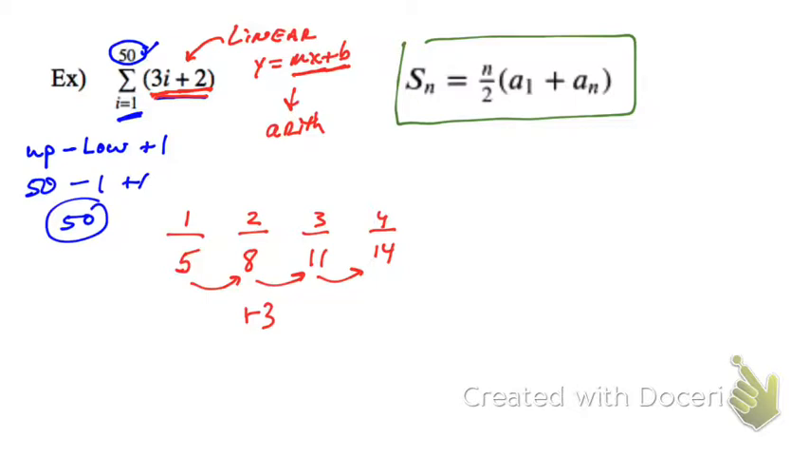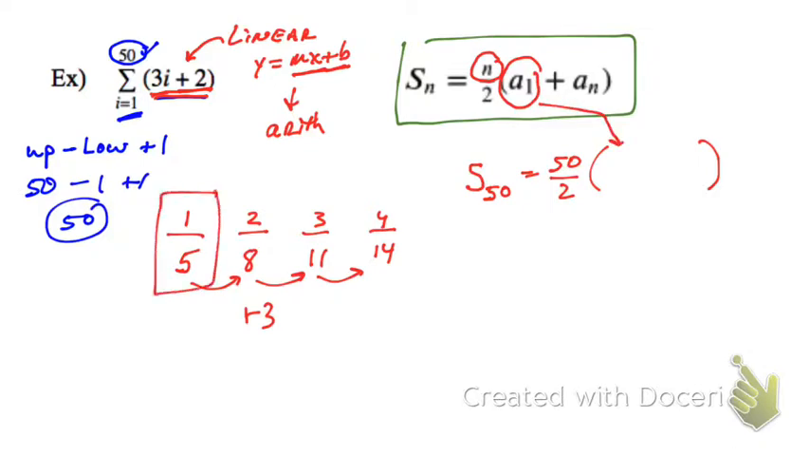Okay? Now, all we need to know in this formula is n. How many numbers we're adding up? Well, we know we're adding up 50 numbers. So that'll be 50 over 2. Then all we need to know is the first number we would add. Well, we just figured that out right here. It was 5. And then we need to know the last number we had. Well, if we're adding 50 numbers, then that's a sub 50.